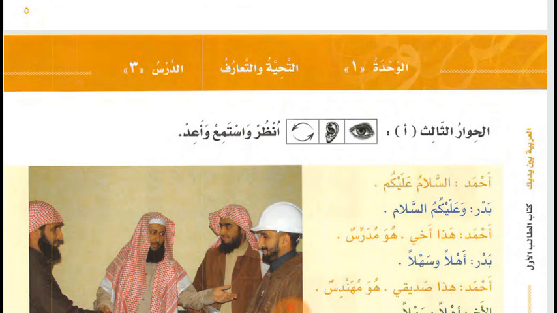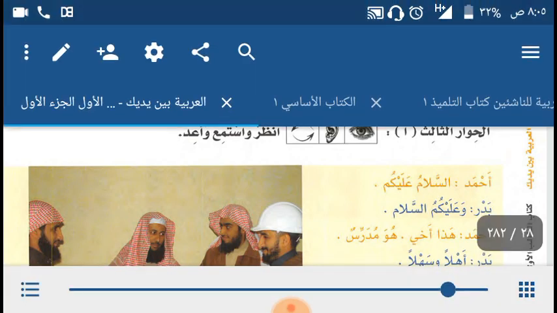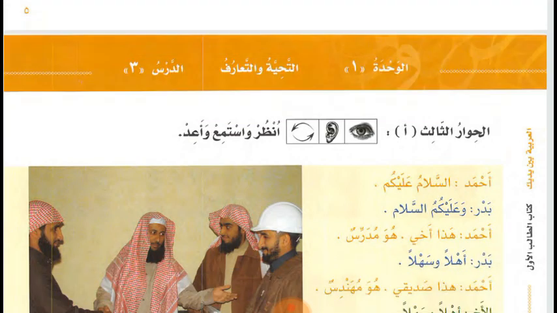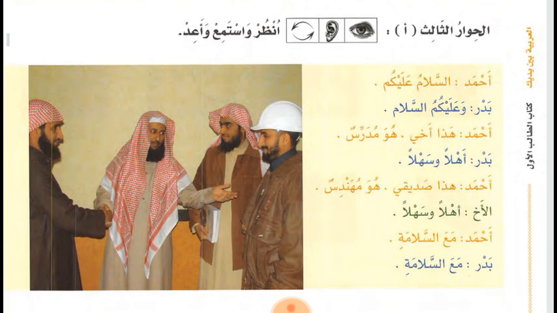From the book Al-Arabiyyah Bayna Yadayk, page number 28 on the PDF, Lesson number 3. Al-Hiwar Thalith Alif. What is the meaning of Al-Hiwar Thalith Alif? Dialogue number 3A. Yes. Unzur wastami', see and listen and repeat. Good. Then start reading this dialogue.